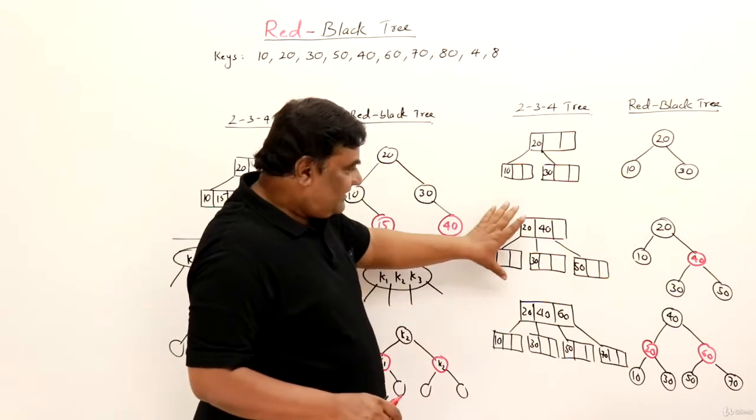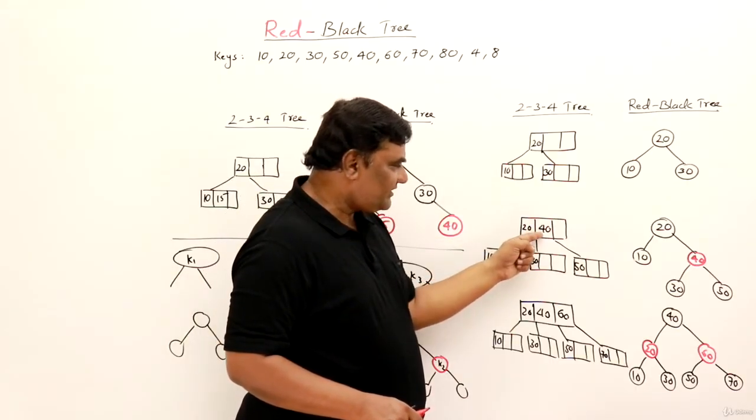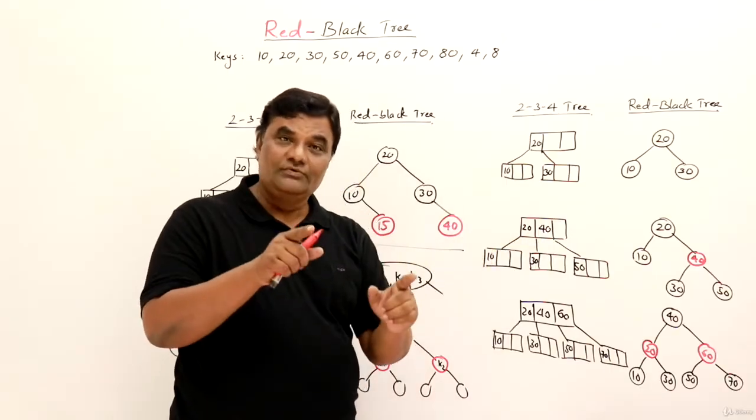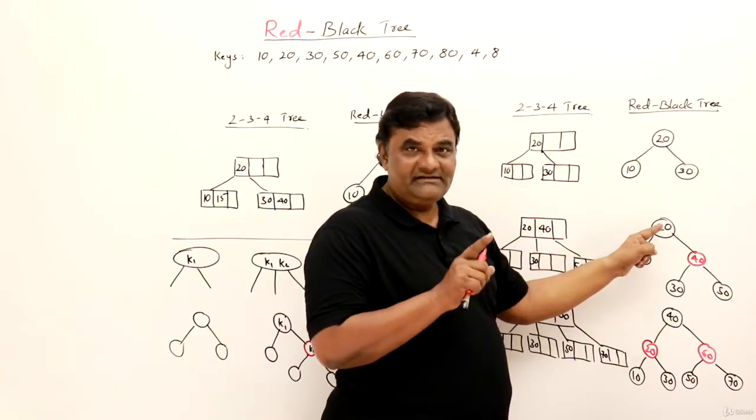Now next, this tree, if you see, the first node is having 2 keys, 20 and 40. So a single node is having 2 keys. So if you look here, a single node is having just 1 key as it is binary, right?